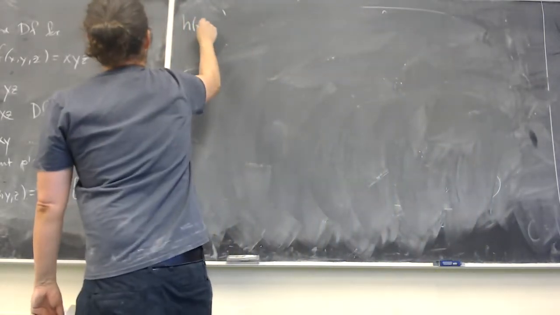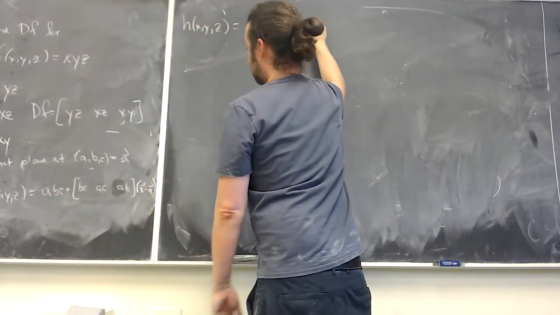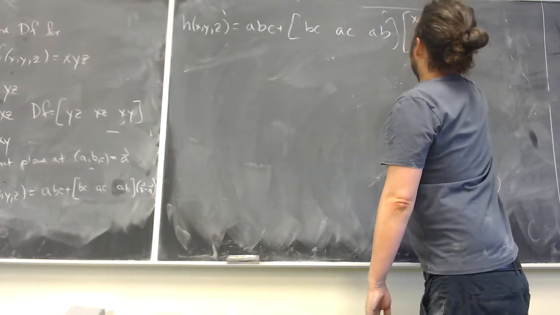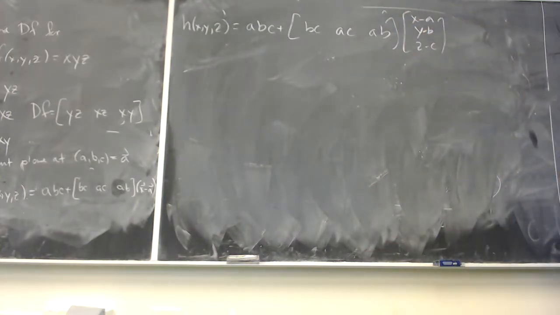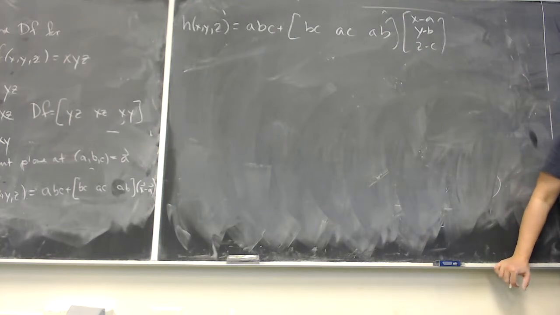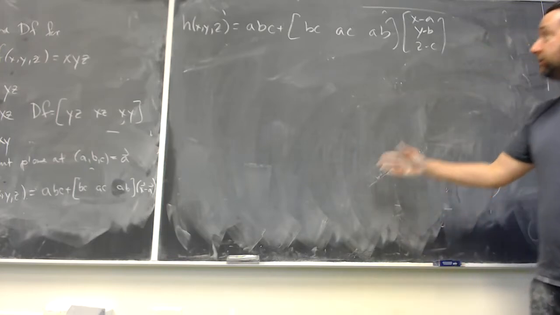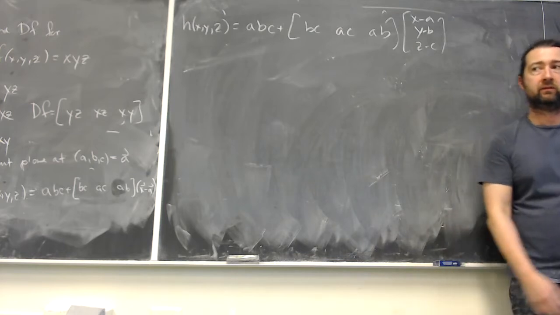So h of x, y, z is equal to a plus b plus c times bc, ac, ab, times x minus a, y minus b. That's the nicest version of this. Why do I call this a linear approximation? It's the definition of a tangent for sure, but in what sense do I think of this as being linear? If I'm going to say that this is a linear approximation, why am I saying that?